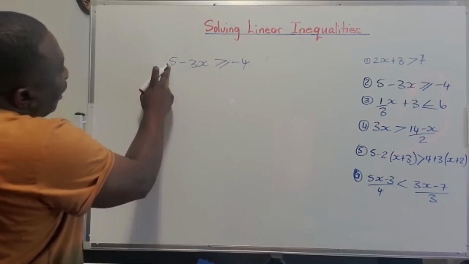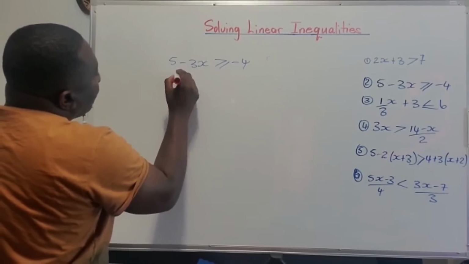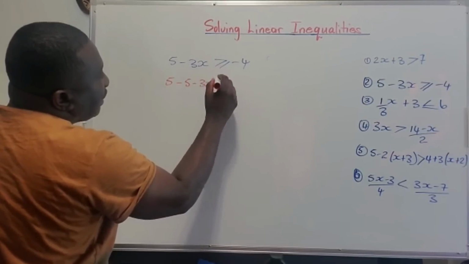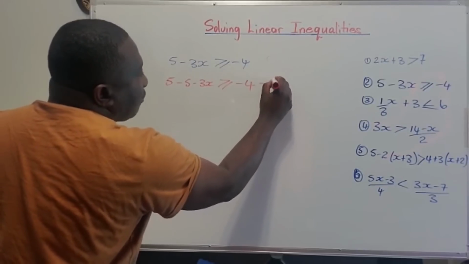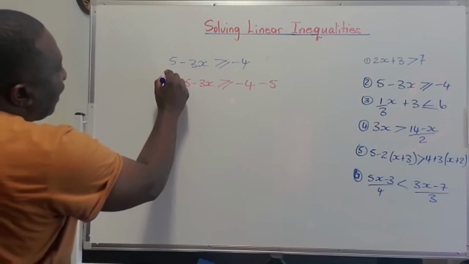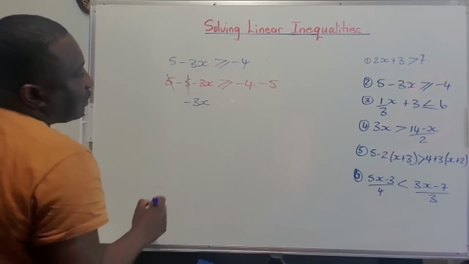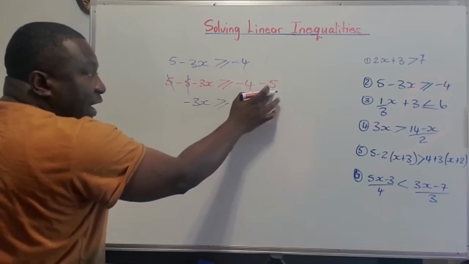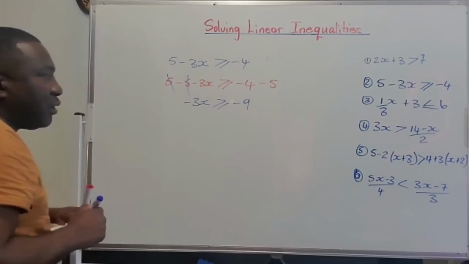Now, we need to get rid of our 5 here. So what we can do is subtract 5 from both sides: negative 3x greater than or equal to negative 4, and then also take 5 from here. If I subtract 5 from both sides, this will leave us on this side with negative 3x greater than or equal to, these are two negative values that I'm adding, which will give us negative 9.